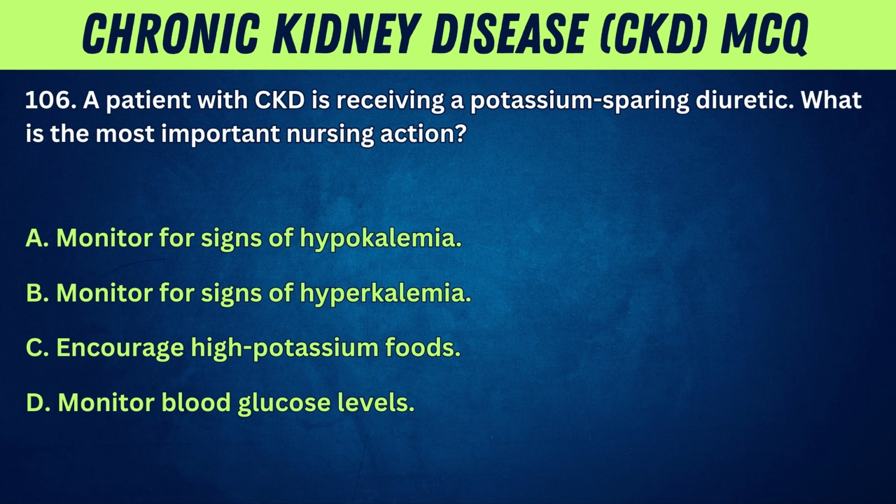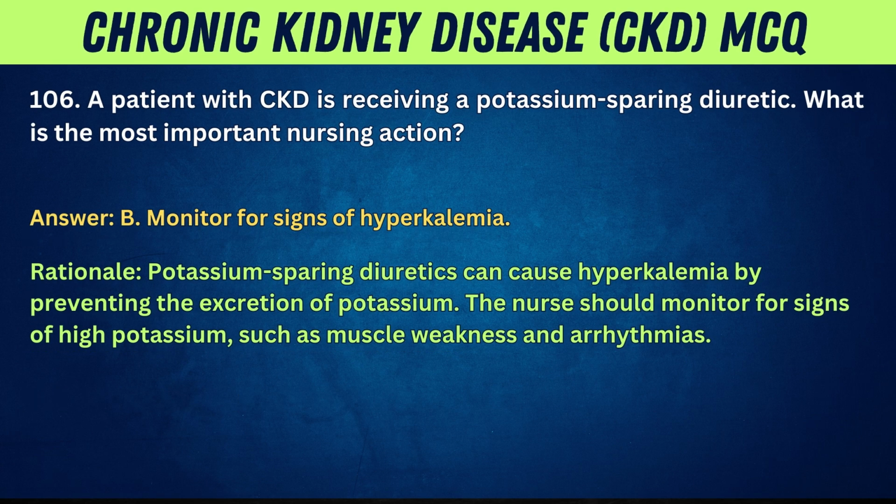106. A patient with CKD is receiving a potassium-sparing diuretic. What is the most important nursing action? A. Monitor for signs of hypokalemia. B. Monitor for signs of hyperkalemia. C. Encourage high-potassium foods. D. Monitor blood glucose levels. Answer: B. Monitor for signs of hyperkalemia.